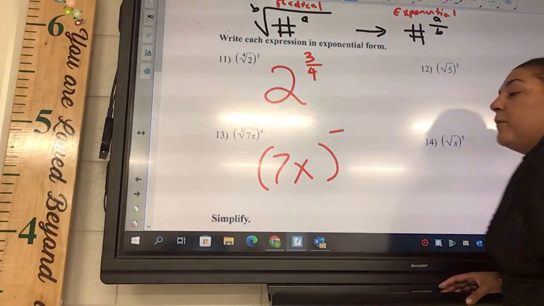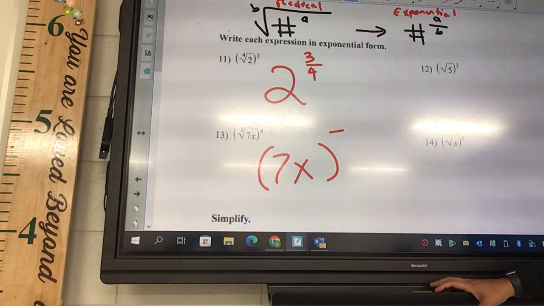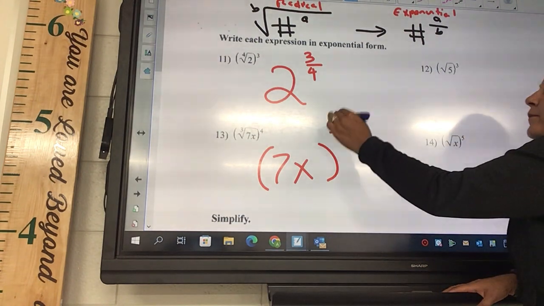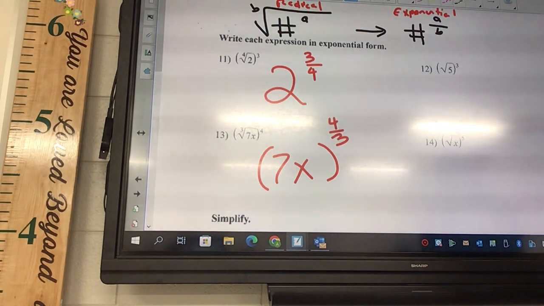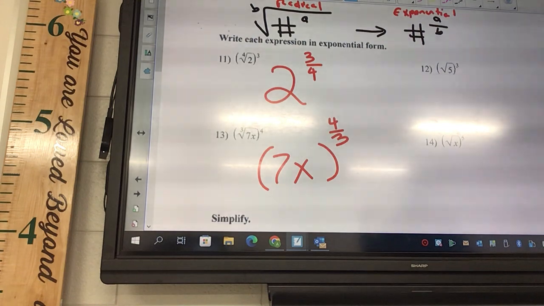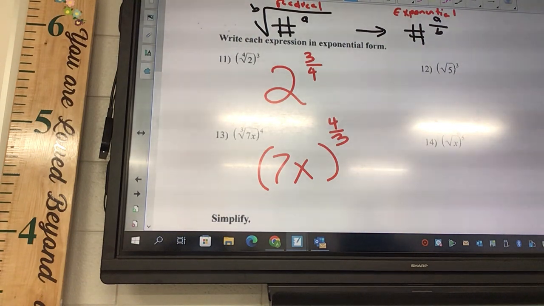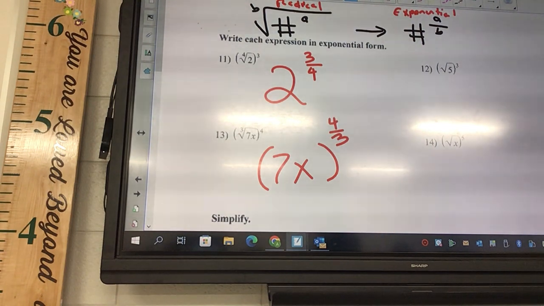Same thing here, I got 7x. What's going on the top? 4. Bottom? 3. Okay, so there's no difference between this formula and the one you just wrote down. They're perfectly the same, just interchangeable. One goes from exponential to radical, one goes from radical to exponential, but the steps are 100% the same.